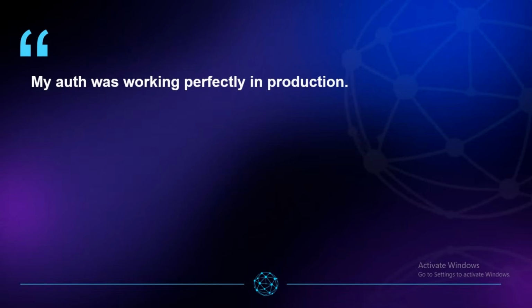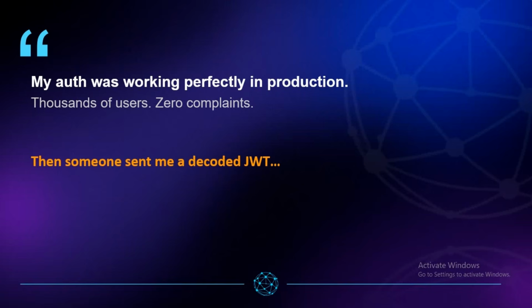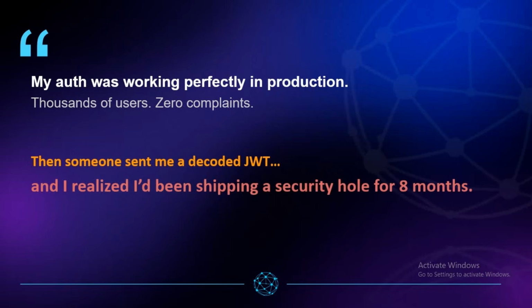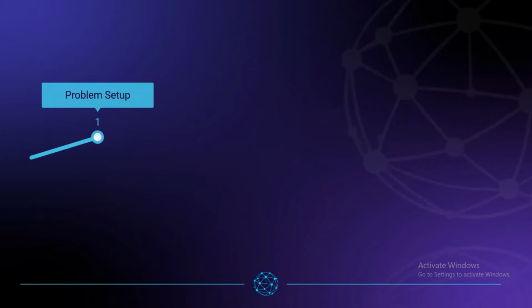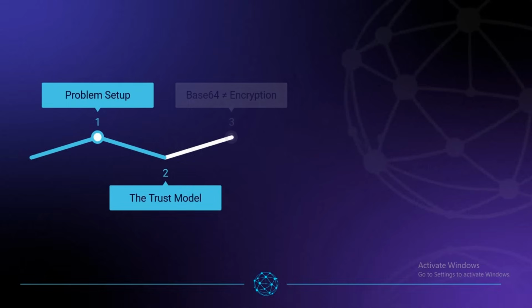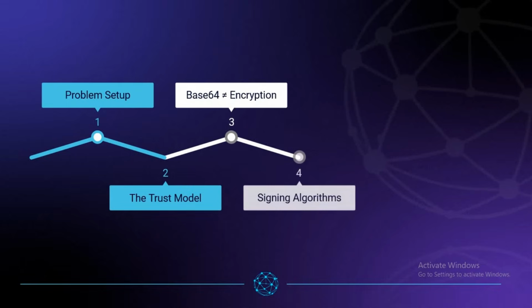My authentication system was working perfectly fine in production. We had thousands of users with zero complaints. Then someone sent me a decoded JWT token, and I realized I had been shipping a massive security hole for 8 months. In this video, I'm gonna show you exactly what that hole was and rebuild how you think about JWT from the ground up.